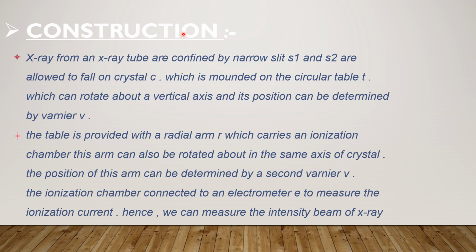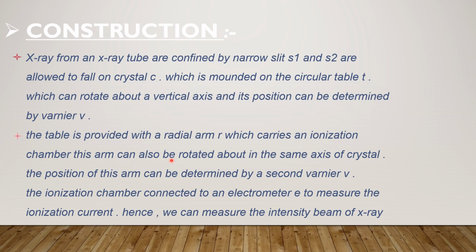The X-rays from the X-ray tube are confined by the narrow slits S1 and S2 and are allowed to fall on the crystal, which is mounted on the circular table T that I told you about, which can rotate about a vertical axis. Its position can be determined by the vernier V, the outermost layer of the circular table, which measures the position of the rotated incident beam, the glancing angle. That will be noted, and the table is provided with the radial arm, the extended part of that circular table, which carries the ionization chamber.